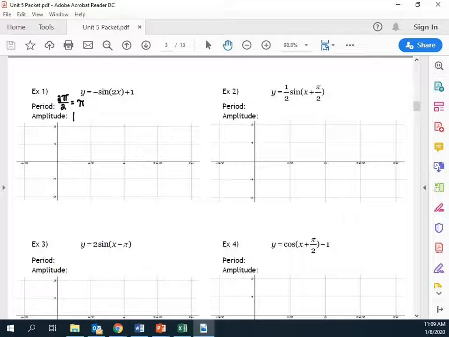Let's identify the other parts. Is there a phase shift or horizontal shift here, guys? In the parentheses, is there a plus or minus? No. So there is no horizontal or phase shift. What about a vertical shift? Yes, what is that? Up 1. So not only do we have an amplitude of 1, which means that this graph is going to be this tall, but now we have to move it up as well. So we have to be concerned about that.